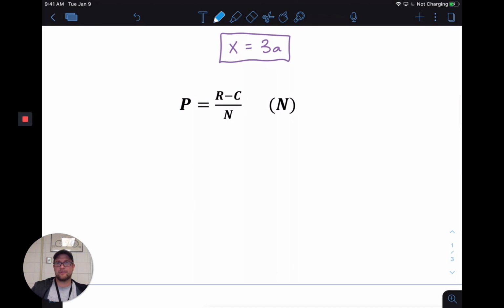Let's take a look at another problem here. In this problem, we're trying to isolate n. We're trying to get n by itself. This is where this starts to get a little bit harder, but as long as we have some basic algebra skills, we can overcome that easily.